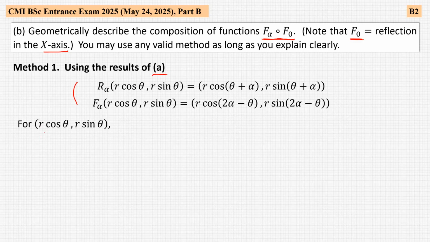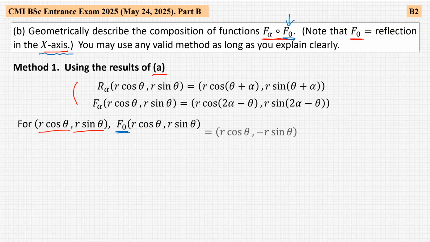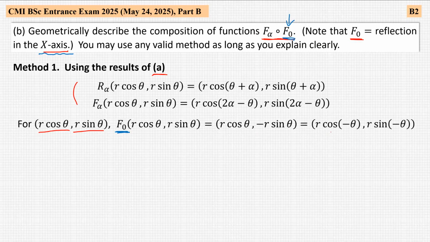Consider a general point which can be expressed as (r cosine theta, r sine theta). We have to do the F0 operation first, which is the reflection in the x-axis. Let's use the fact that the reflection in the x-axis changes the sign of the y-coordinate while leaving the x-coordinate unchanged. Hence we obtain (r cosine theta, minus r sine theta). This can also be written as (r cosine of minus theta, r sine of minus theta), which is the general expression of a point using positive distances from the origin.